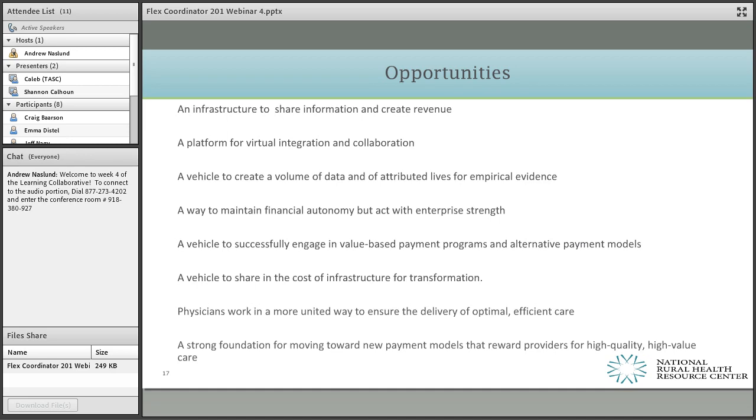The first and foremost is it creates a very firm administrative infrastructure to share information and generate revenue collectively. Now, second to that, it allows for virtual integration and collaboration. So sometimes it's okay to do collaboration with competitors, but having the integration across patients sometimes can get very complicated and somewhat legal.